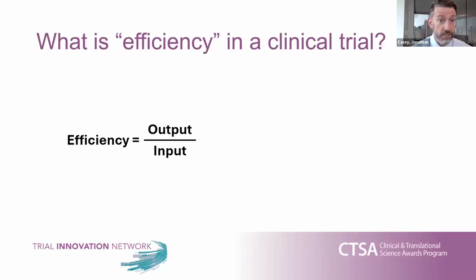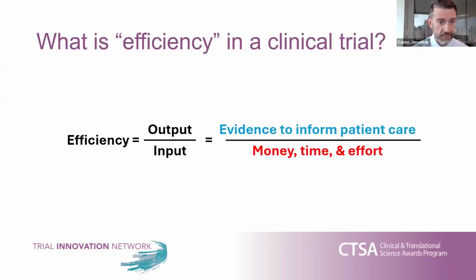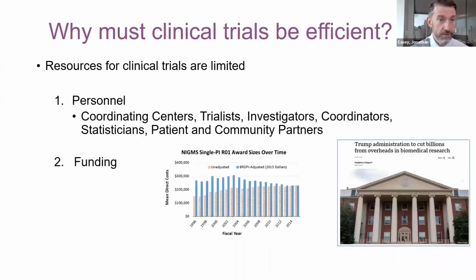But I'm going to start by saying, what is efficiency in a clinical trial? The textbook definition of efficiency is output over input. And for a clinical trial, the output is evidence to inform patient care, and the input is money, time, and effort. And why must clinical trials be efficient? Because resources for clinical trials are limited. We only have so many personnel at our coordinating centers, trialists, investigators, coordinators, statisticians, patients, and community partners. So there's only so many trials that they can support.